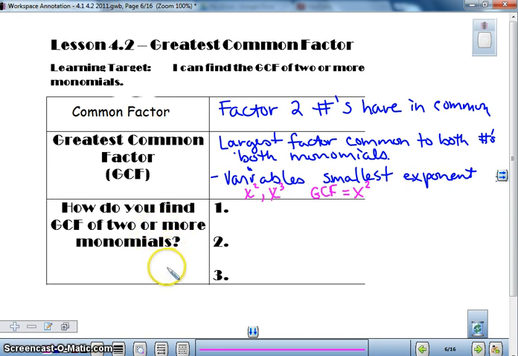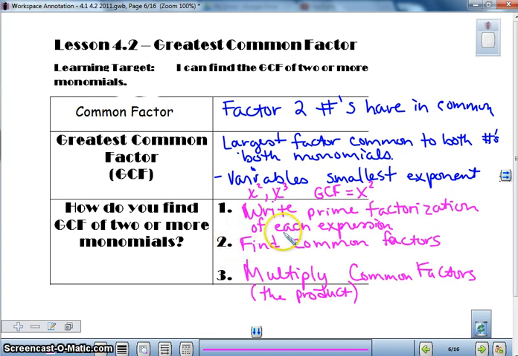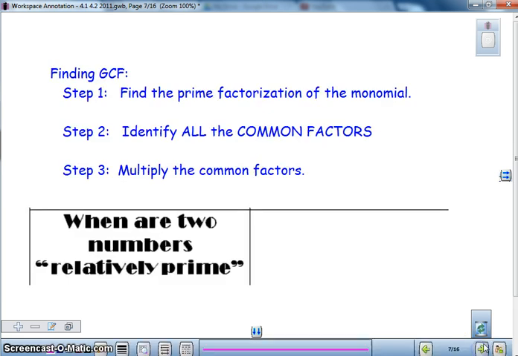How do you find the greatest common factor? First thing you want to do is write out your prime factorization. I'm going to put these up and you can copy them. If you need to pause the video or go back: first step, write the prime factorization of each expression. Second step, find the common factors. And our third step is to multiply those common factors. We're finding the product. We have one more definition. As you look at these, you may need to pause this and you can write these in.